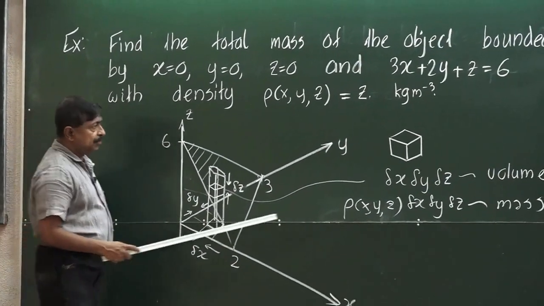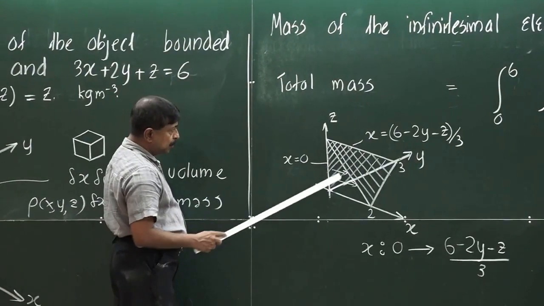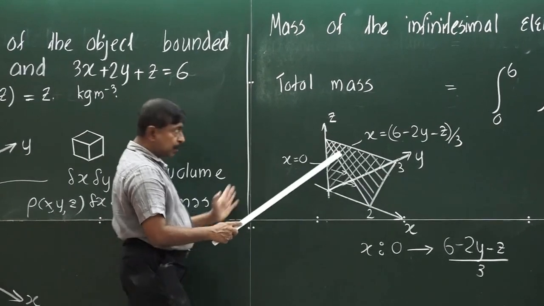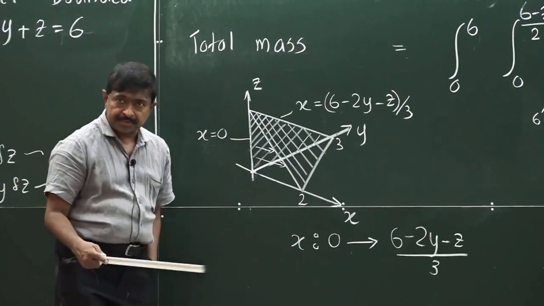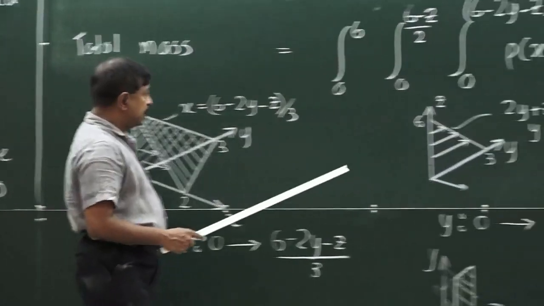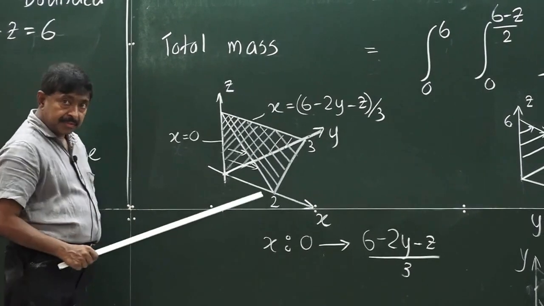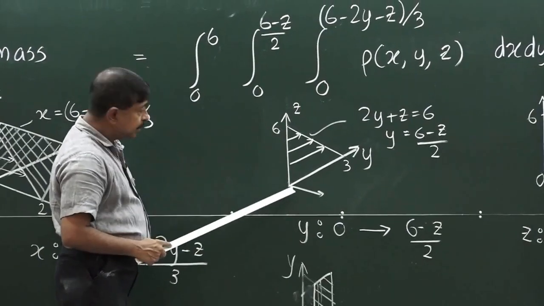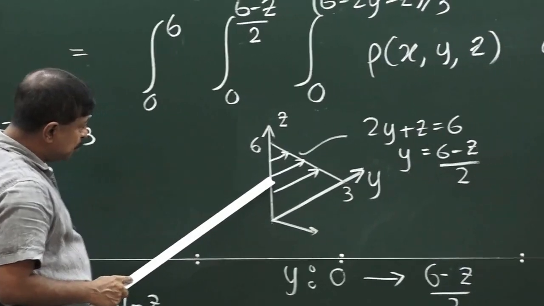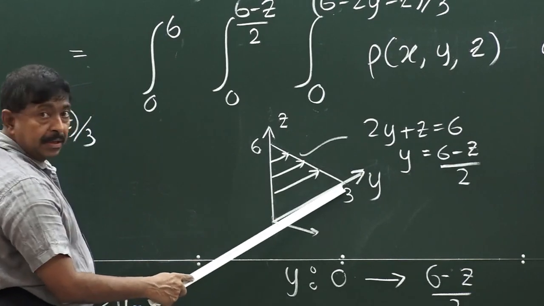x varies from this plane to this one. So, in this plane x is equal to 0, and in the plane sitting to the right-hand side the equation is this. So, x goes from 0 to this one, like in the previous example. Then we project this onto this plane, ignoring the x axis. On the yz plane it should be a triangle like this. Again y goes from this line, here y is equal to 0, to this line. This line can be obtained by taking x equal to 0 in this plane.